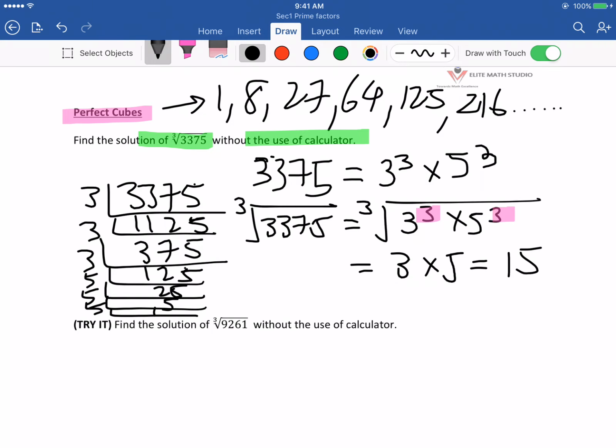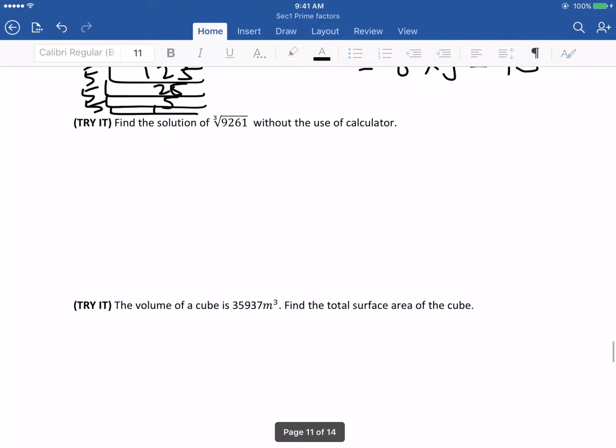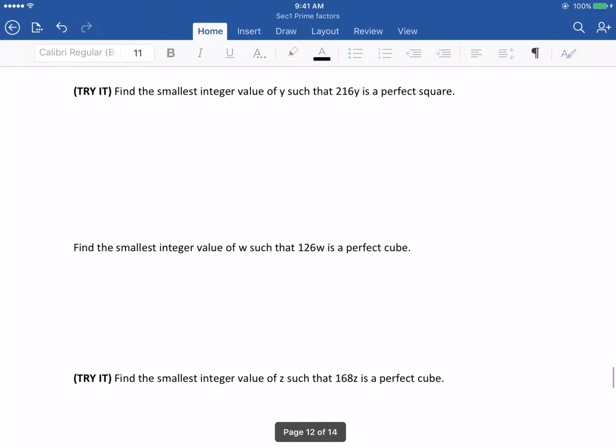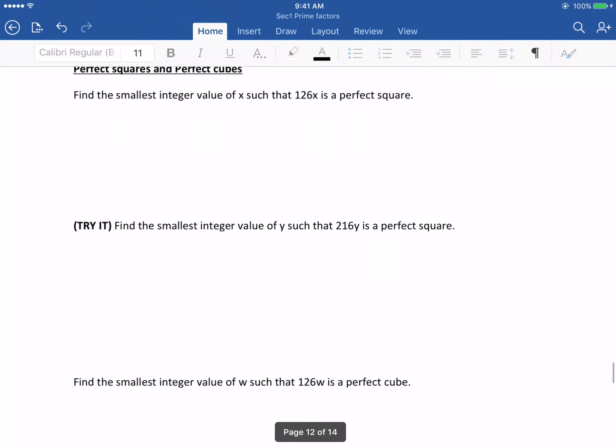So in short, every time you do square root, you divide the powers by 2. Every time you do cube root, you divide the powers by 3. Okay, I'll give you another example on the next one. If you took the example, go and try it yourself. Okay, there are a few more examples I'm going to go through.